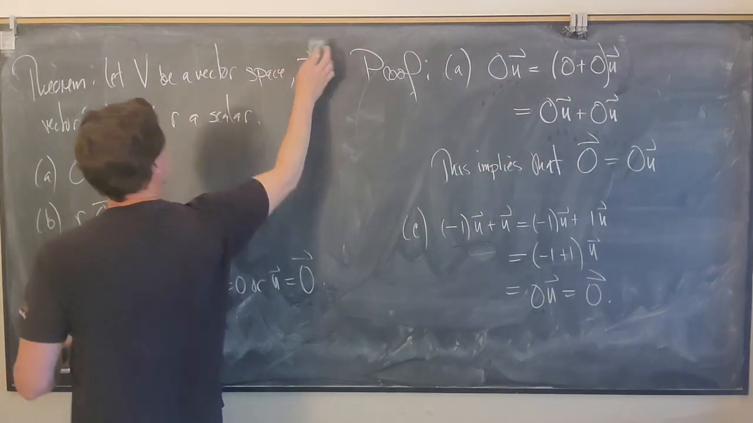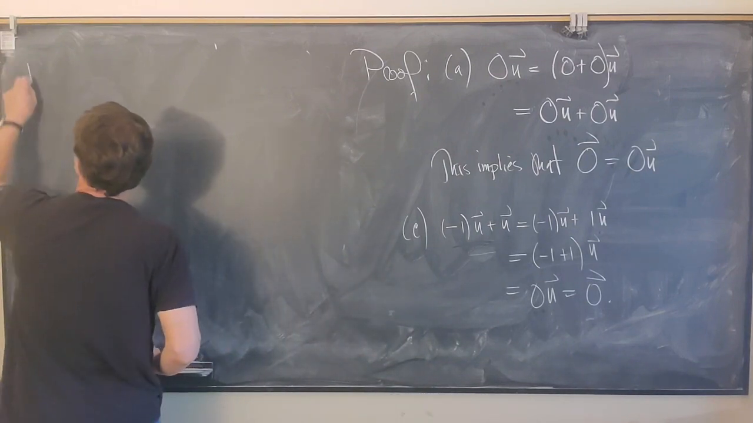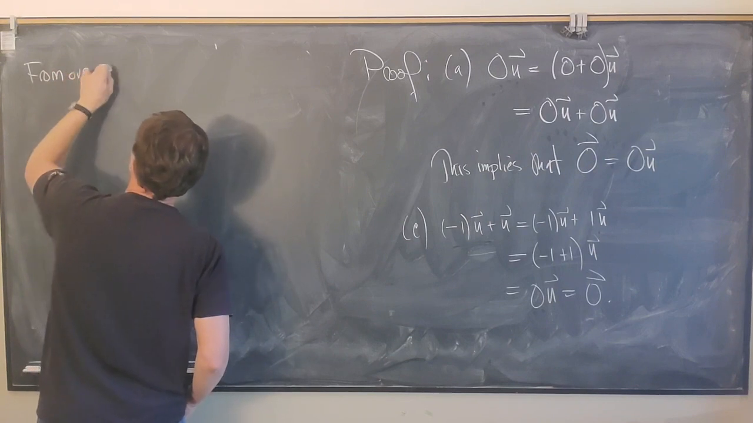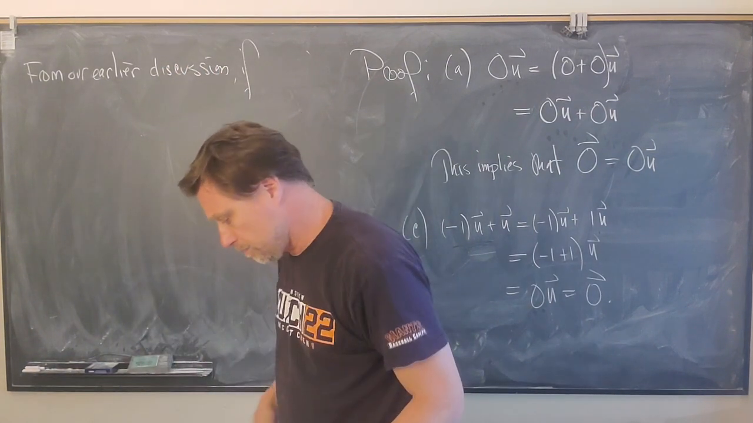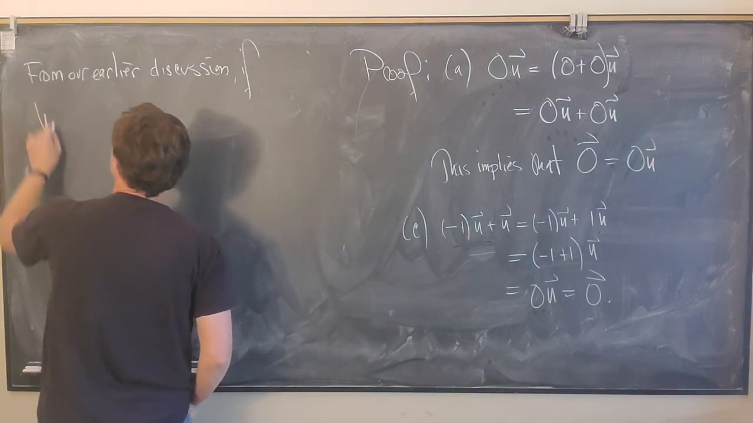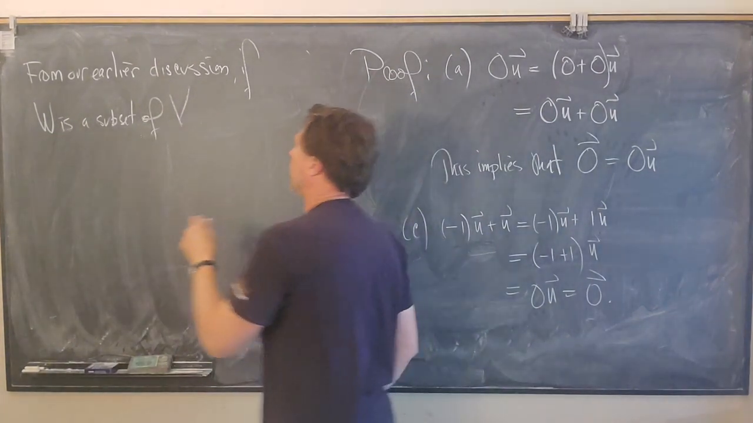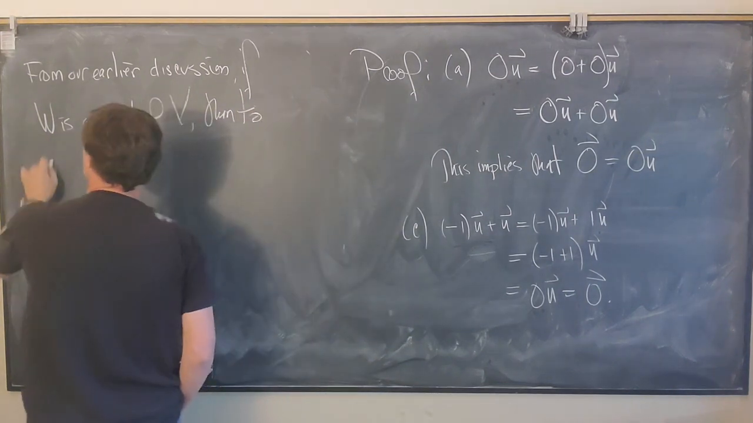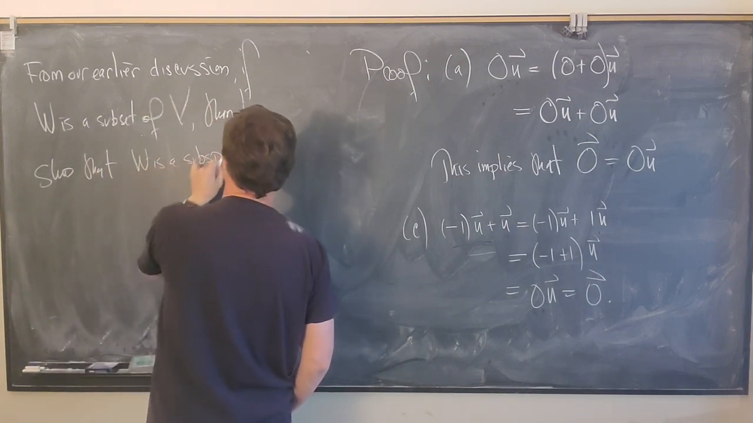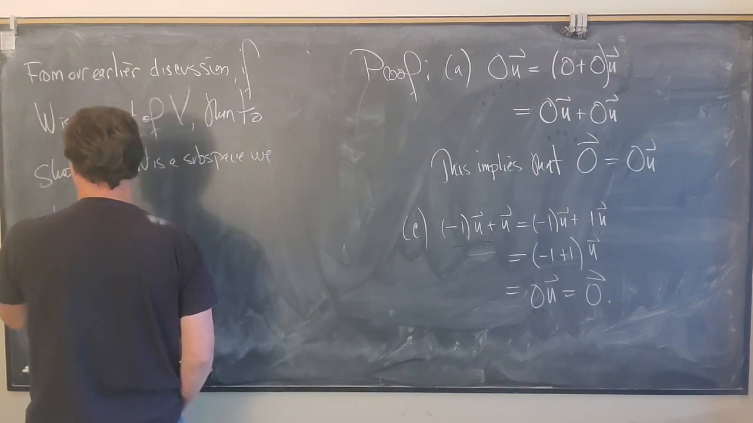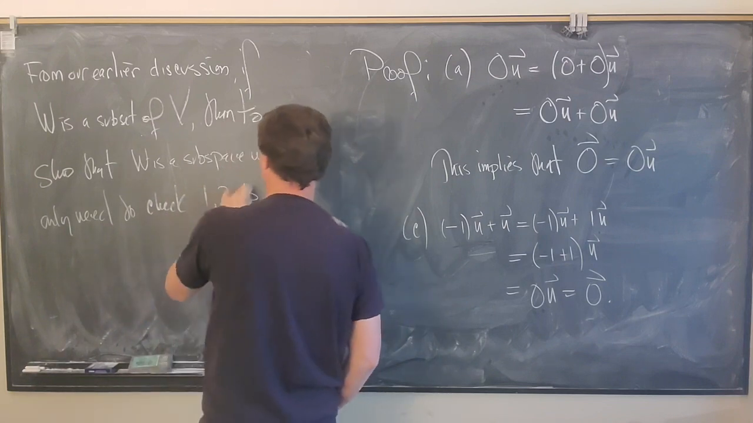Now, from our earlier discussion, let me write this down: if W is a subset of V, then to show that W is a subspace, we only need to check axioms 1, 2, 5, and 6.